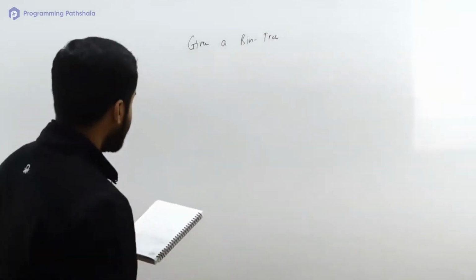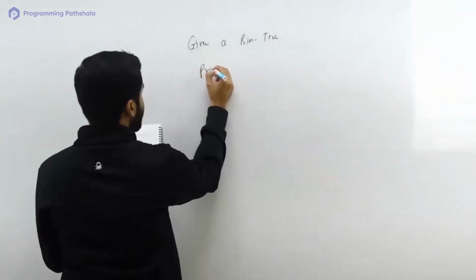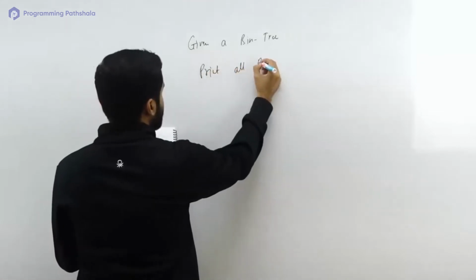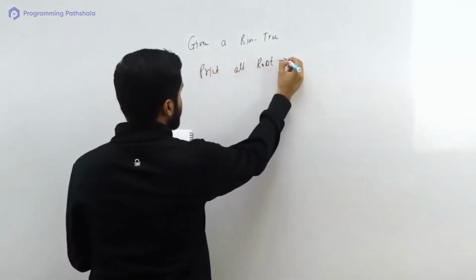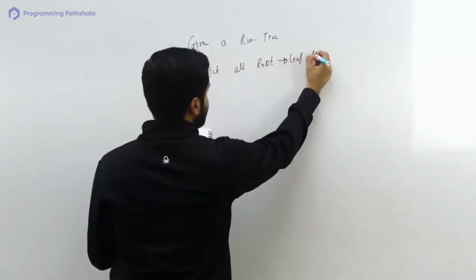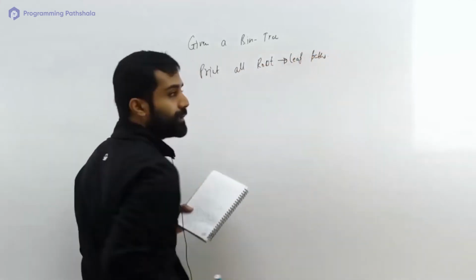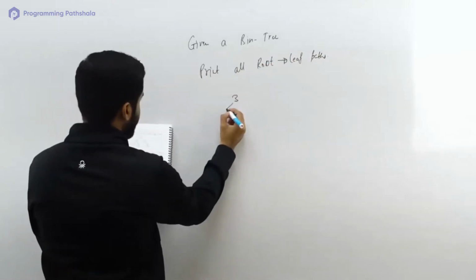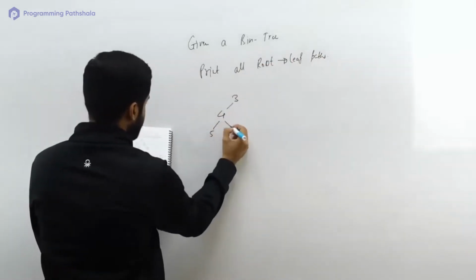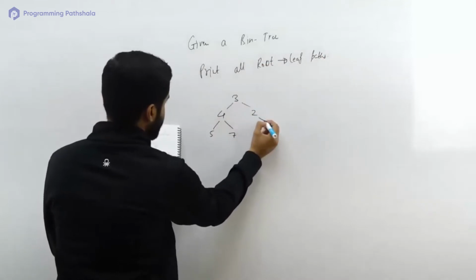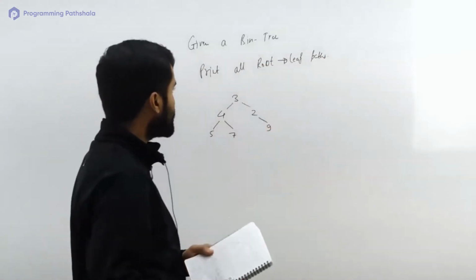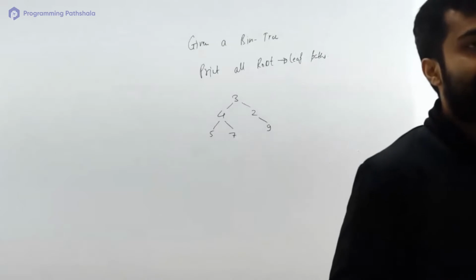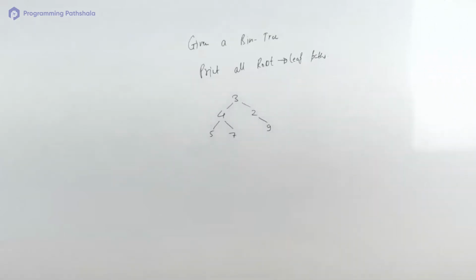We have been given a binary tree, and what we want to do is print all the root to leaf paths. So let's say your binary tree is like that. How many root to leaf paths are there in this tree? There are 3 root to leaf paths.